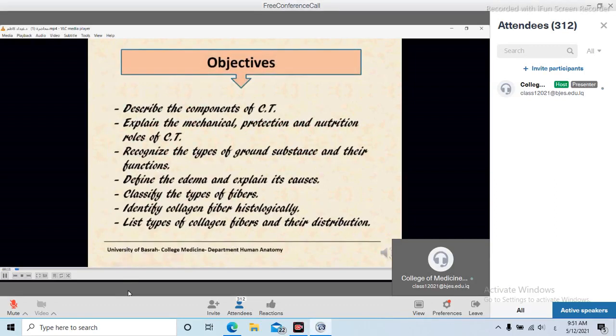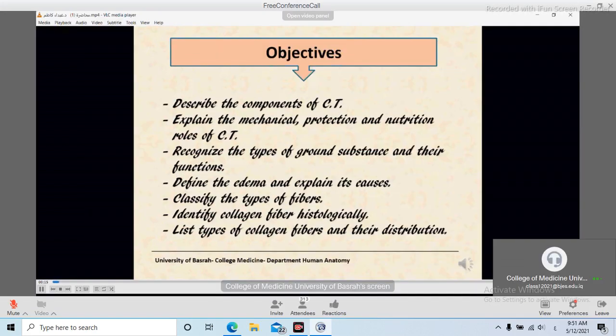The main objectives for this lecture include: describe the components of connective tissue, explain the mechanical, protection, and nutrition roles of connective tissue, recognize the types of ground substance and their functions, define edema and explain its causes, classify the types of fibers, identify collagen fiber histologically, and list the types of collagen fibers and their distributions.